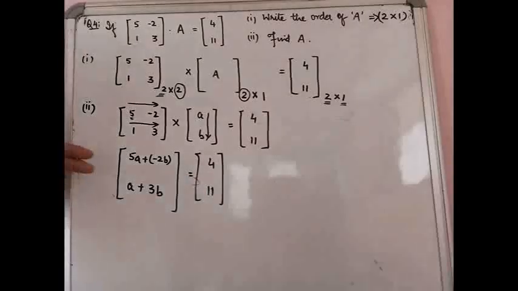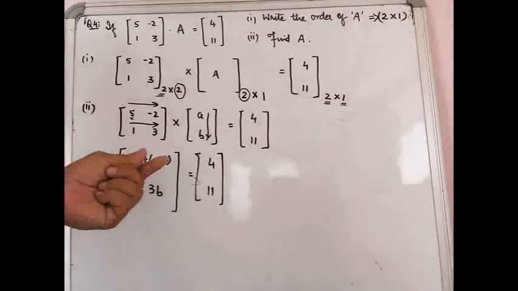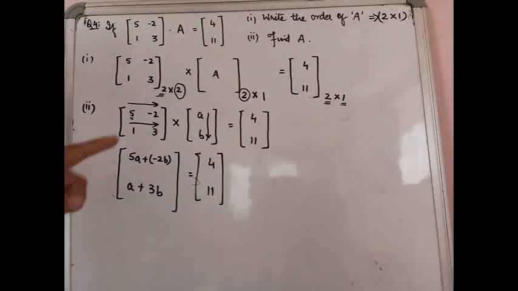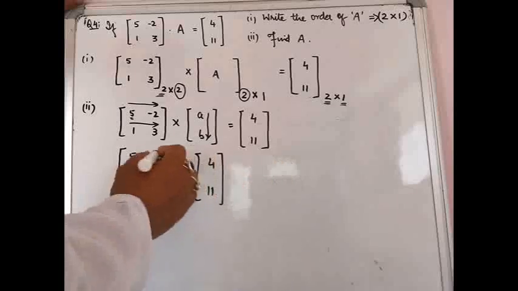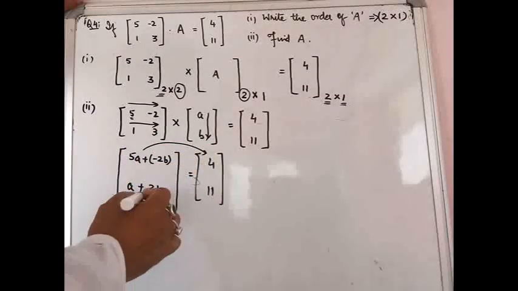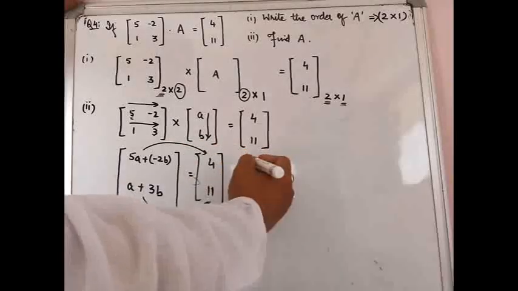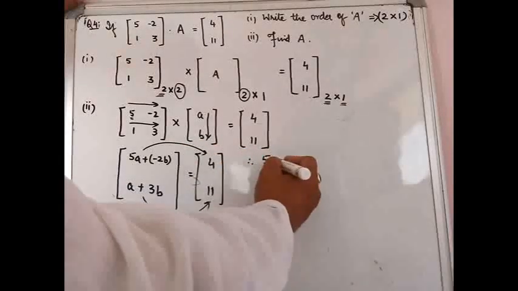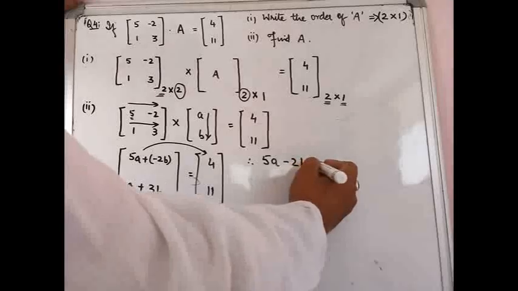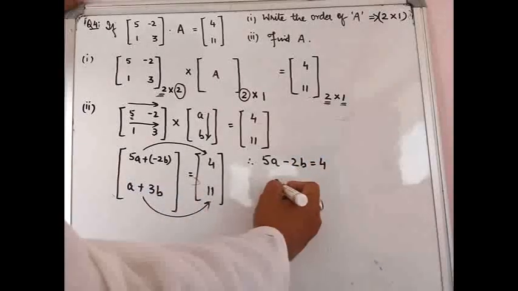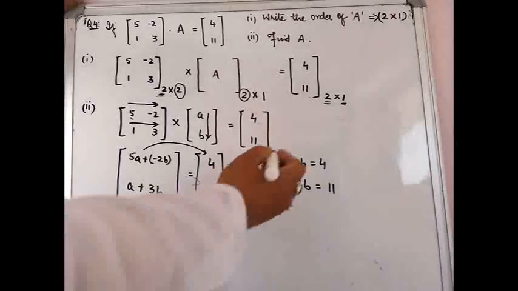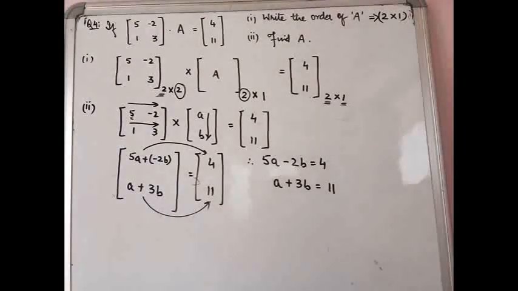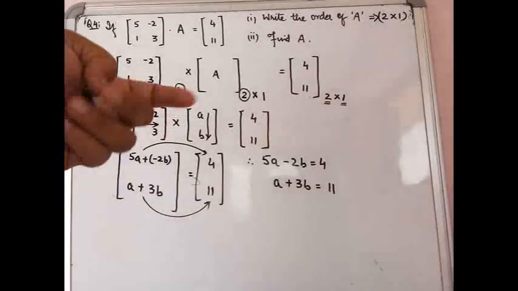Now again, can you go any further on the left hand side? No, because A and B are unlike terms. So these two matrices are equal matrices. You can see the equal to sign. Therefore, what we will do is we will equate the individual elements. First element with this, second element with this. So comparing, we can write 5A minus 2B equal to 4, and similarly A plus 3B is equal to 11. These are two linear equations which need to be solved. Linear equations in two variables, so two equations are given.